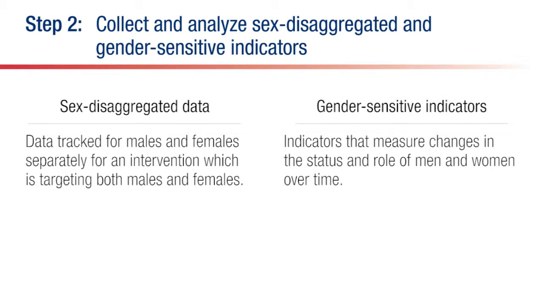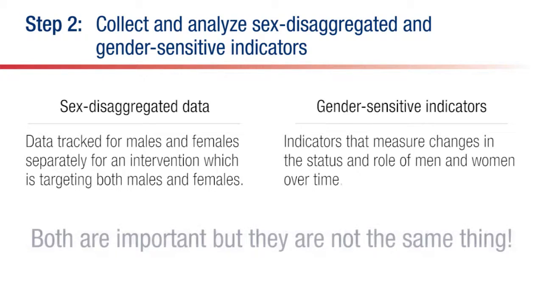Gender-sensitive indicators are different. They measure things like male partner involvement in antenatal care or mothers-in-law educated on maternal and child health issues. These gender-sensitive indicators measure changes in the status and role of women and men over time. Today we will focus on analyzing data disaggregated by sex because we are trying to close gaps in outcomes among men and women, whether it is access to care, retention in care, or other outcomes.